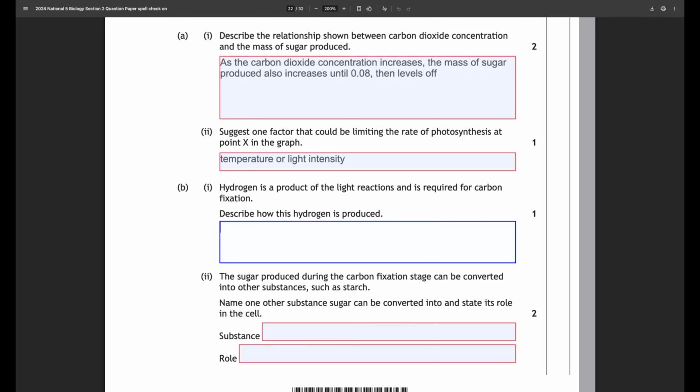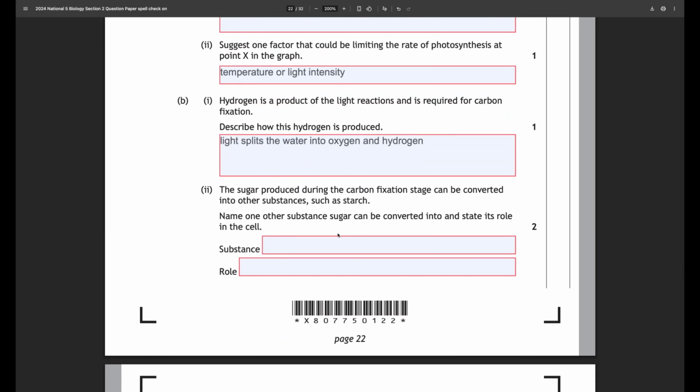Okay, B part 1. Hydrogen is a product of the light reactions and is required for carbon fixation. Describe how hydrogen is produced. Now, hydrogen is produced when light splits the water into oxygen, which is our waste product, and diffuses out of the leaf, out of the cell, and hydrogen. And that hydrogen, as we know, is so vital for the second stage, so gets passed on to the carbon fixation stage from the light reaction stage.